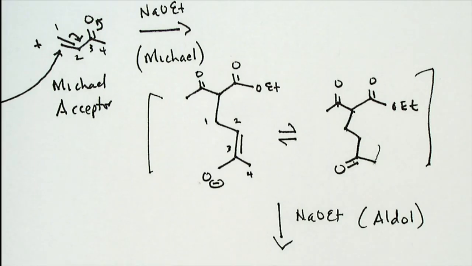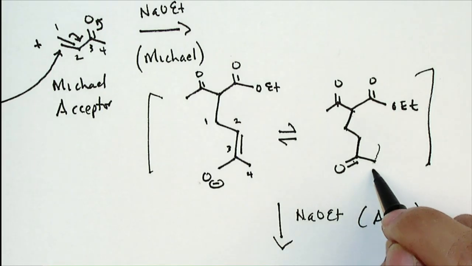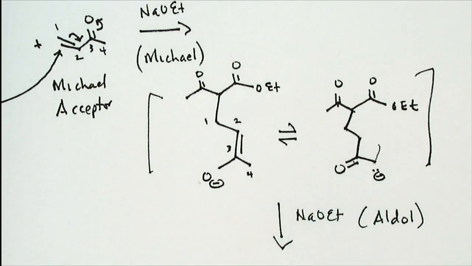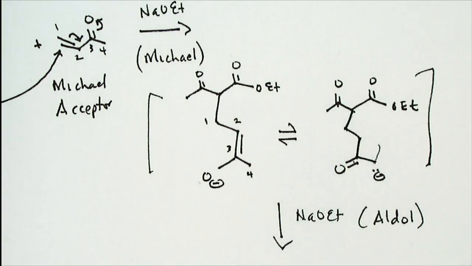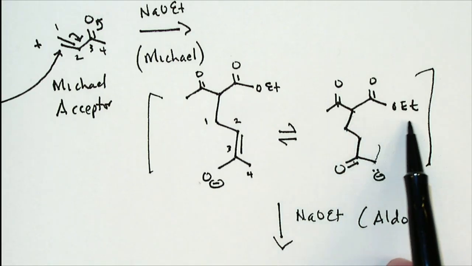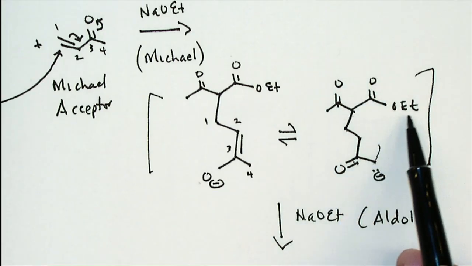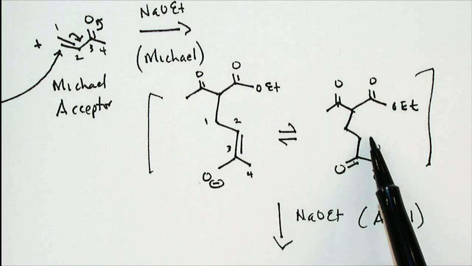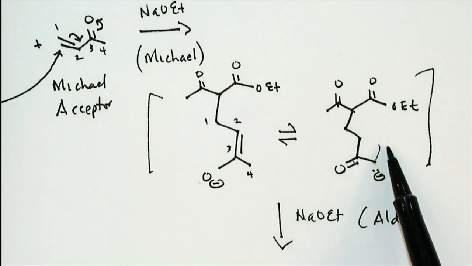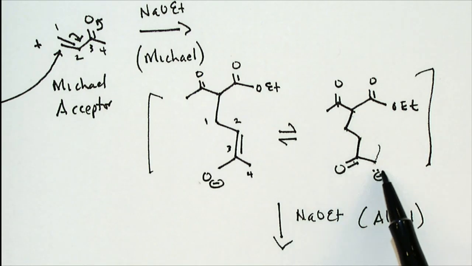So again, where am I going to deprotonate? Clearly there, because by deprotonating here, whether I attack the ester or the ketone, I end up getting a 6-membered ring. So let me review that very, very quickly. This part of the molecule is what originally was part of the Michael donor. This part of the molecule is what used to correspond to the Michael acceptor.